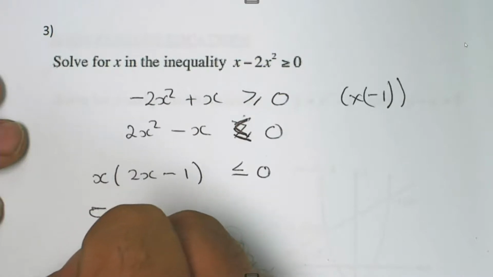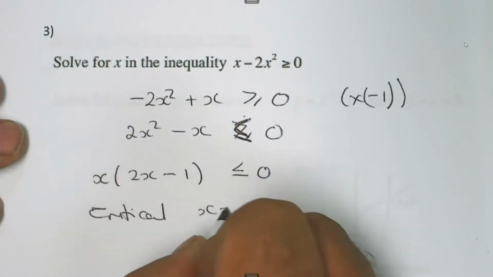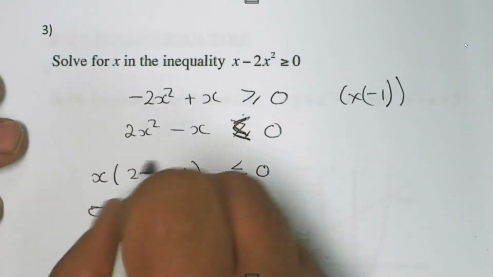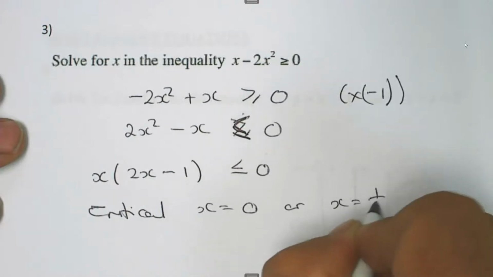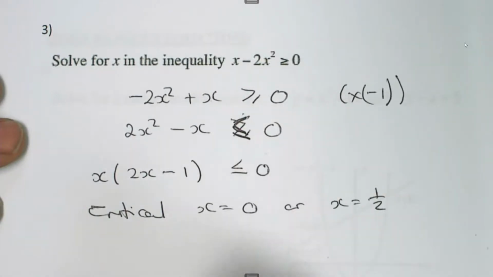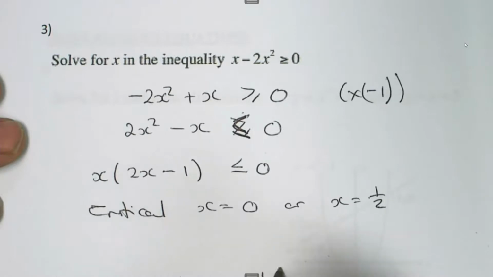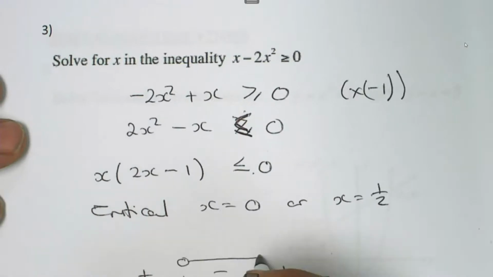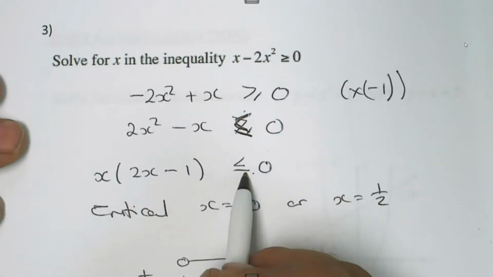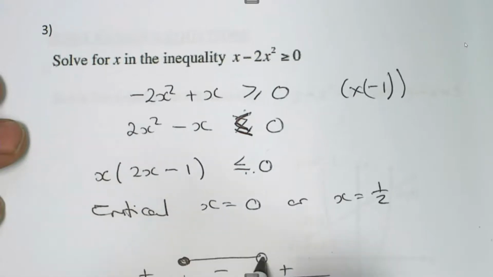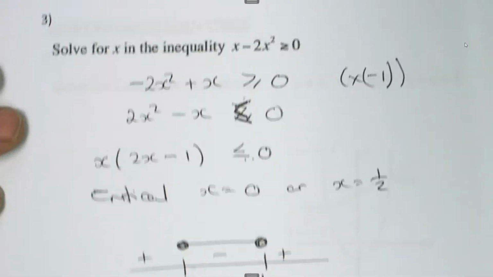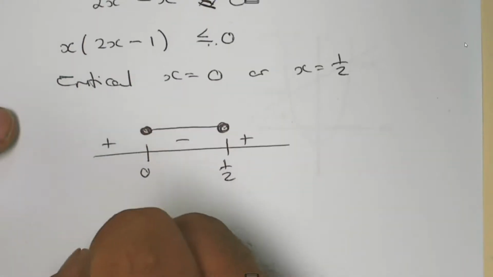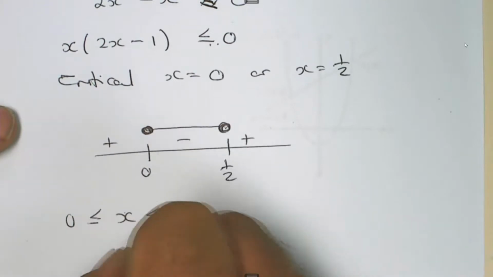So my critical values: x equal to 0 will make it 0, and x equal to a half will make that 0. So on your number line, you're going to get 0 and a half. You're going to get plus, minus, plus. So where is it negative? It's negative between there and there. And because it's included, it includes that value and that value. So in this case, where is it negative? For x greater or equal to 0, but less or equal to a half.